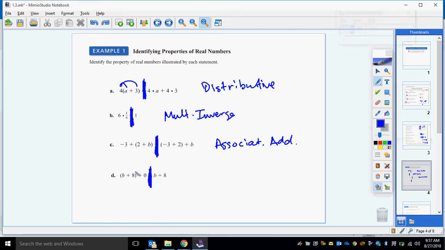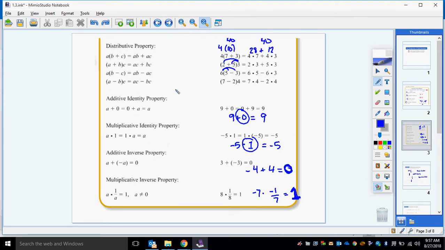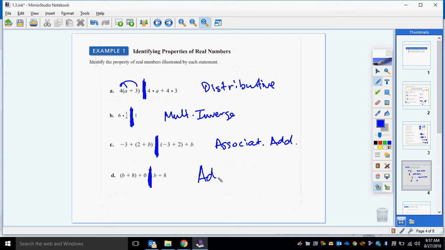Okay, so you notice that on the left side we have b plus 8 and then plus 0. And on the right side we have b plus 8. Okay, so what's different on both sides? Well, this side we're adding 0 on the left. And it's equaling this expression that we started with. So I need to figure out which property is when we add 0 and it equals what we started with. So if I go back, oh, here's one where we added 0 and we got what we started with. So that's the additive identity property. So you should have got additive identity, not inverse.